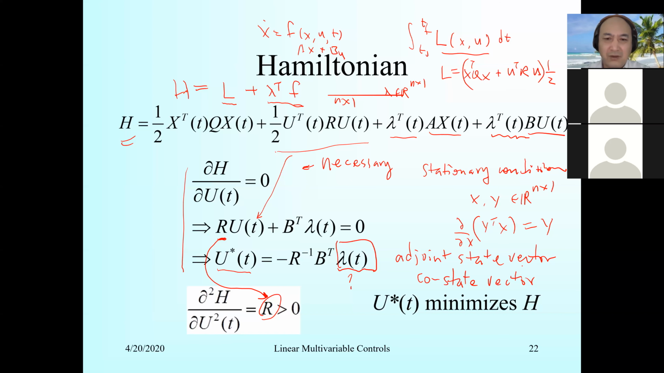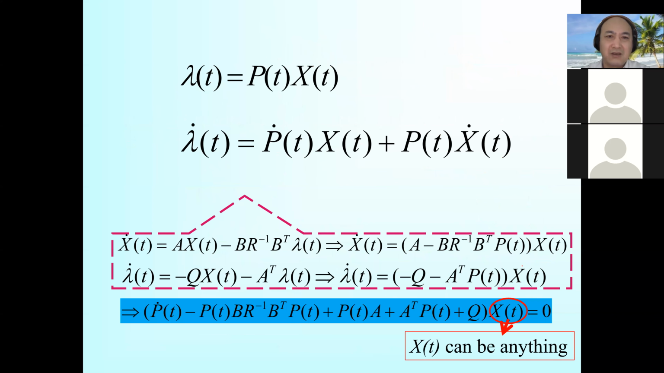But we still don't know what lambda is yet, so how can we do it? One of the tricks we use is to assume that we can find an n by n matrix. Remember, lambda is n by one. We assume this is P(t) x(t).